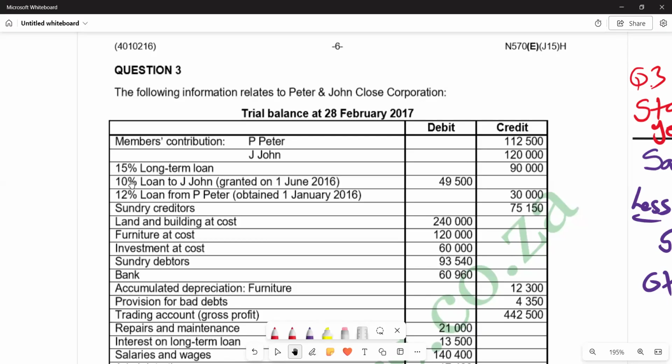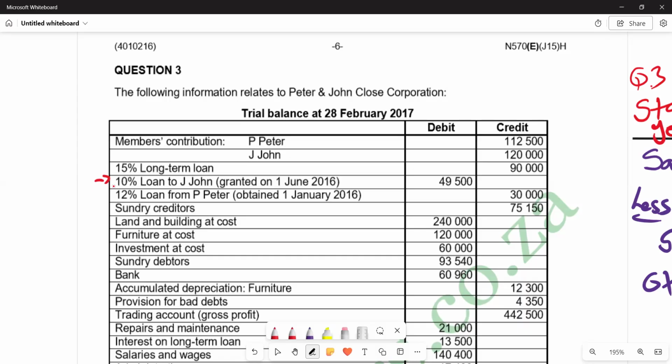If you come here, we have got a loan to John. So if we give one of the members a loan, it means as a business we are going to receive interest. But if it's a loan from someone, the interest is going to be an expense to us. But if we are giving a loan to a member, it means we are going to receive interest. So it's going to be interest received, so it's going to be our income.